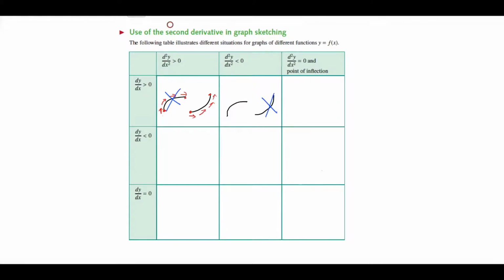Right. Now, let's move on to the bottom two cells. dy/dx is now smaller than 0. So smaller than 0, you can get this curve right here. That's a negative curve. And then you can get this other curve, which is also negative. Now, which curve is it? We can only pick one, right? You go look at your second derivative. d squared y/dx squared is bigger than 0. That means the gradient is increasing. Now, which one is increasing?